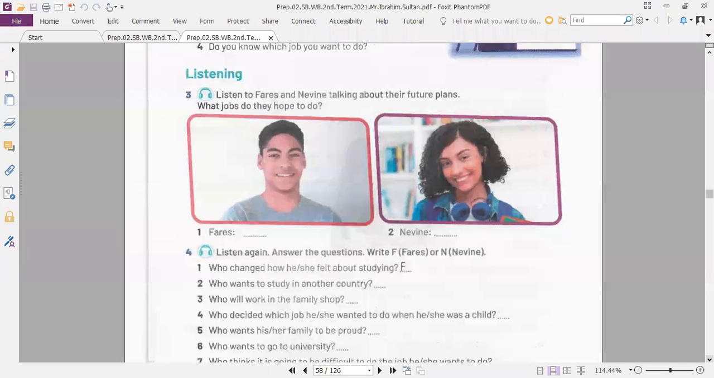When I was young, I didn't used to like studying. He didn't like studying. But one day I failed an exam. What is the opposite of fail? Pass. Okay. My father was disappointed. Disappointed means that he wasn't very happy about him.